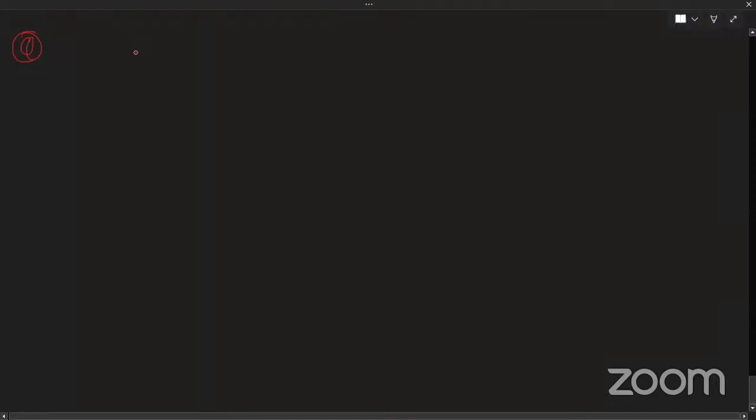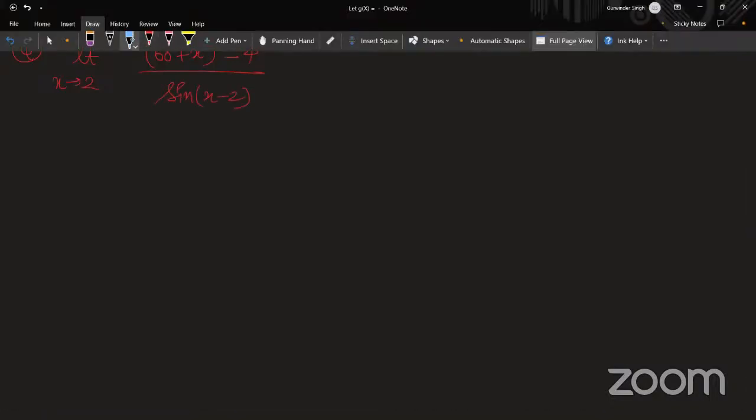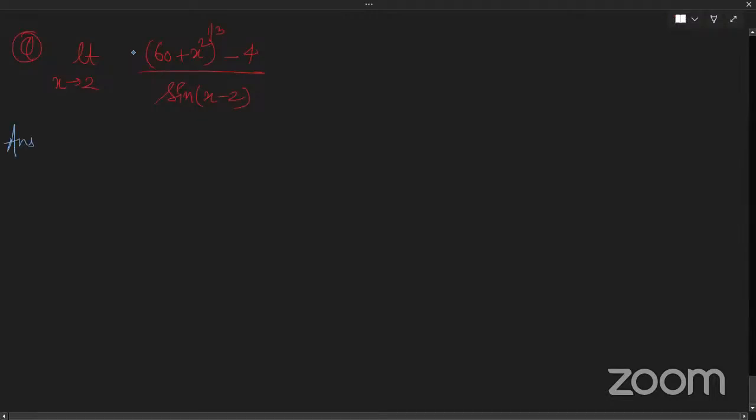So you have got the limit as x tends to 2 of (60 plus x square) raised to 1 by 3 minus 4, whole divided by sine of x minus 2. Can you tell me which form this is? It is obviously really easy to guess.